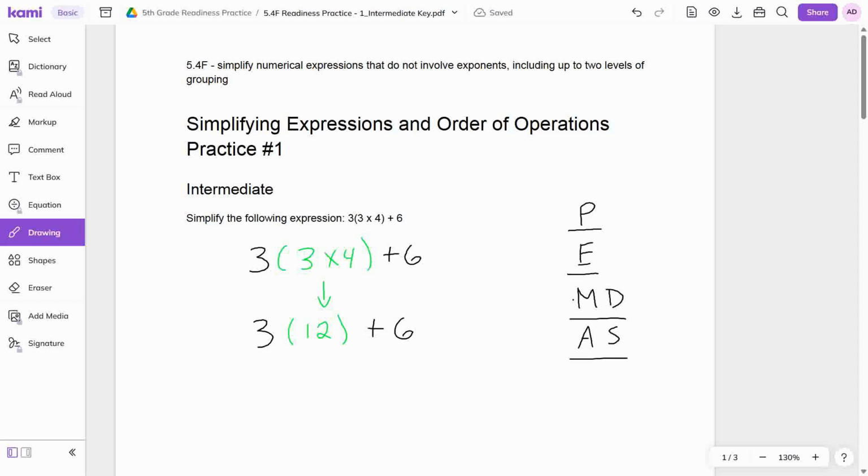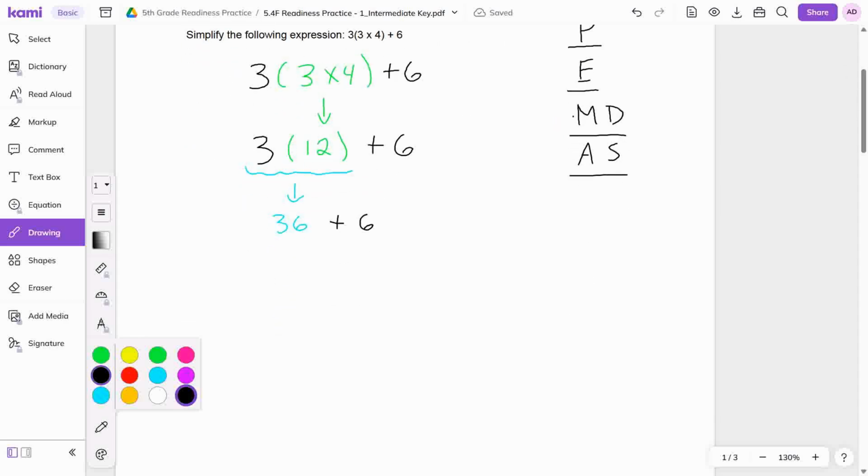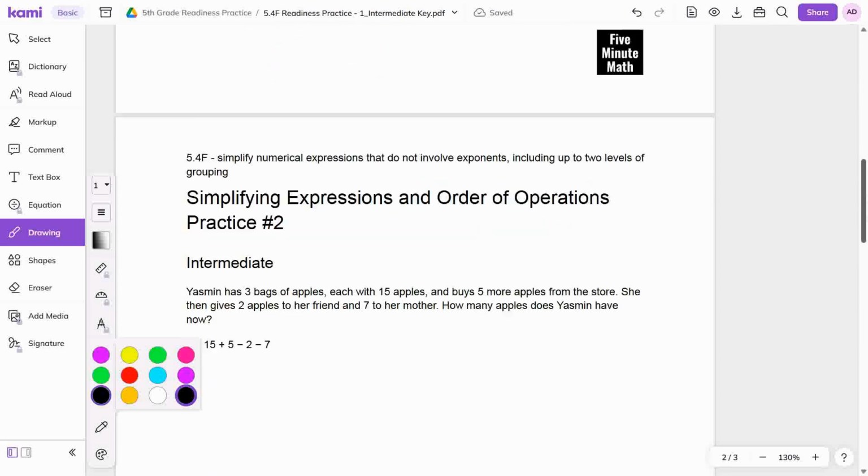So our 3 times 12 is going to be, and let's just put a little squiggle right here. We're going to do that next. We only want to do one at a time, so that's going to end up being 36. And then we add that 36 to the 6, and that's the last thing we have left. So we bring it all the way down, and 36 plus 6 makes 42. And so that is our answer, 42, and that's how we would simplify that expression using the order of operations.